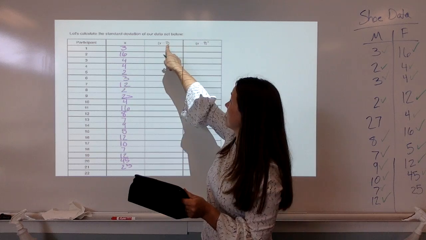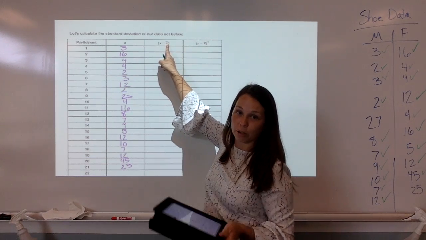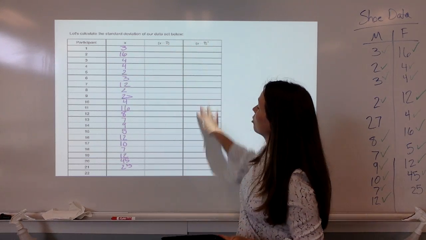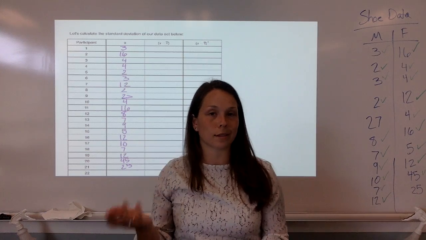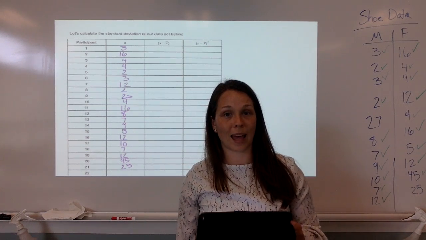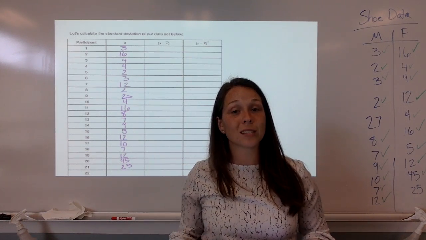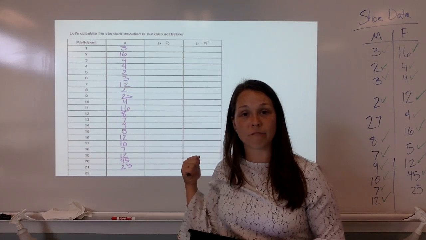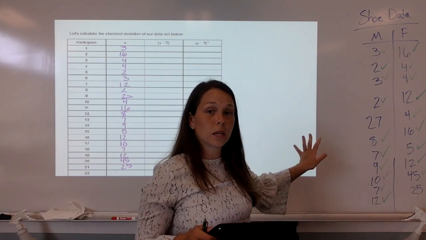So it's x minus x bar. Remember, x bar is your average, so you're going to have to find that. And then you're going to square that value, and what you're doing is calculating the standard deviation by hand. So the video is going to end, and I want you to work on filling out this table using this shoe data.